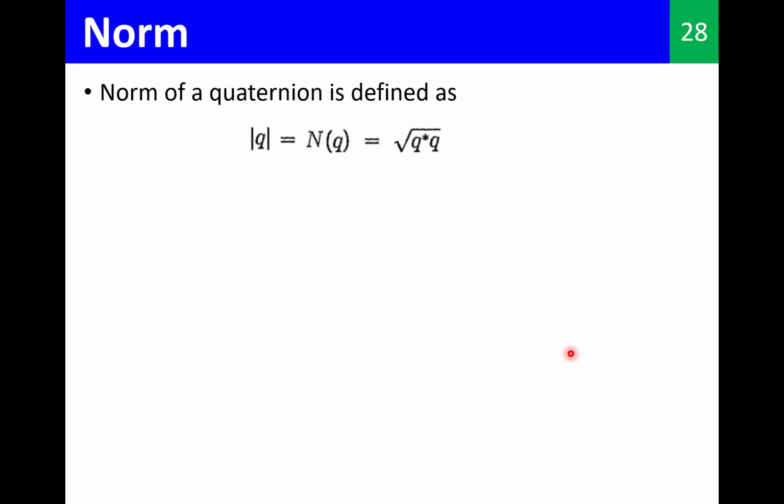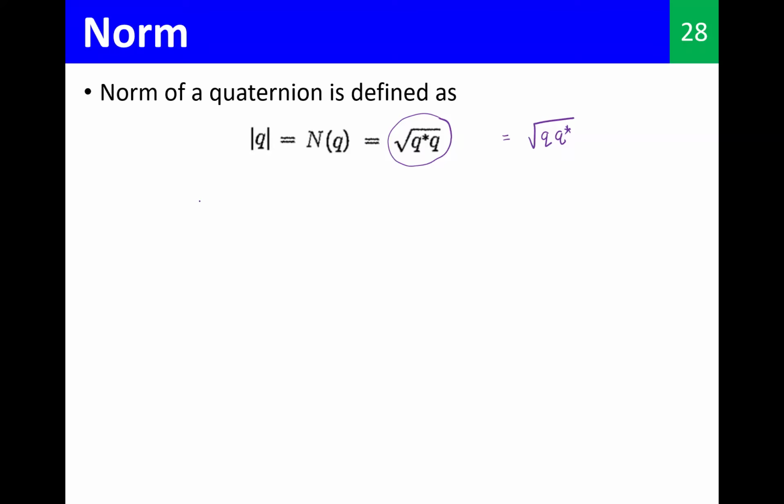Maybe we go to them as well. Then we can also define a norm for a quaternion, right? So it's like the magnitude of the quaternion, and it's defined by this one: the square root of q conjugate times q, which is also the same as the square root of q times q conjugate. So this is giving a magnitude for a quaternion.